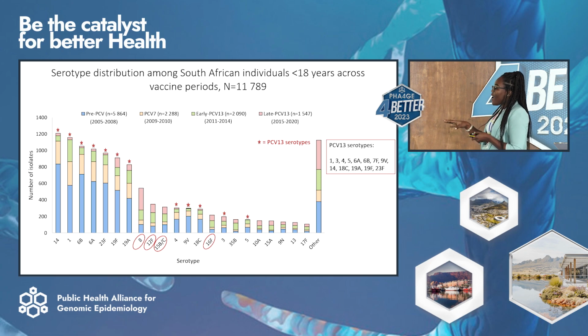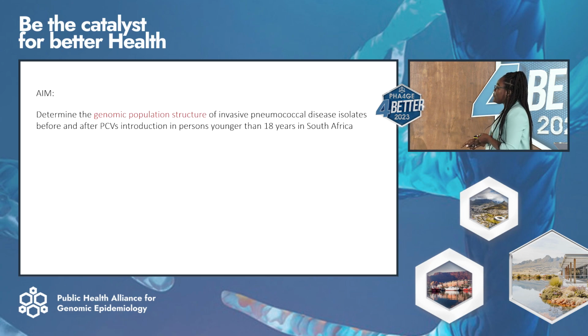So here we have the predominant serotypes, and they are stratified by vaccine period. So you have the pre-PCV period, PCV7, early PCV13, and late PCV13 periods. And you can clearly see that after vaccine introduction, there was a decrease in the number of serotypes that are causing disease and those that were targeted by vaccines. And those are highlighted by the asterisks there.